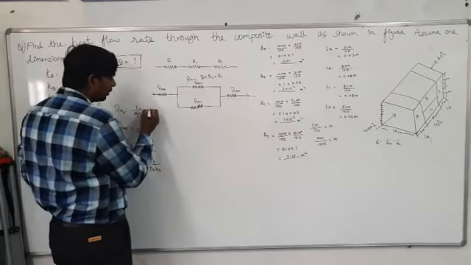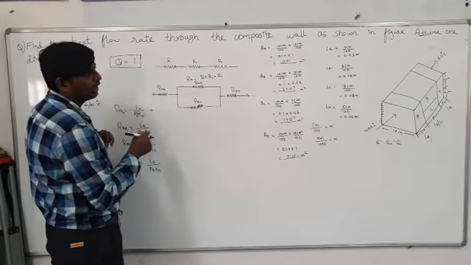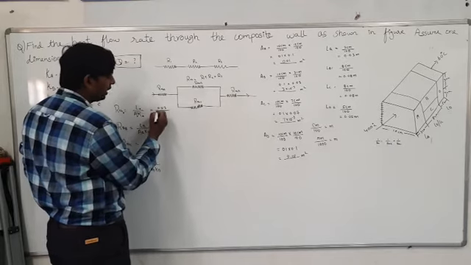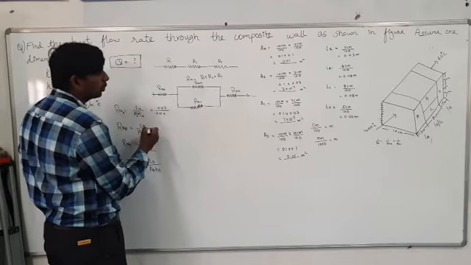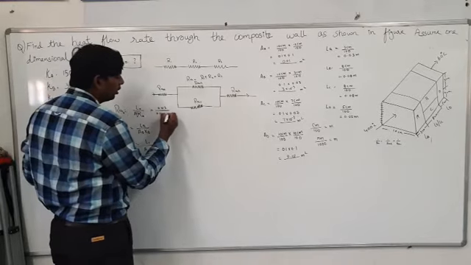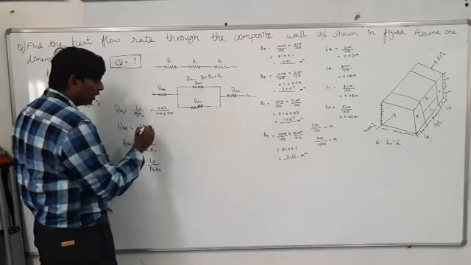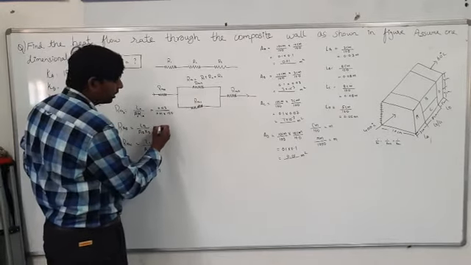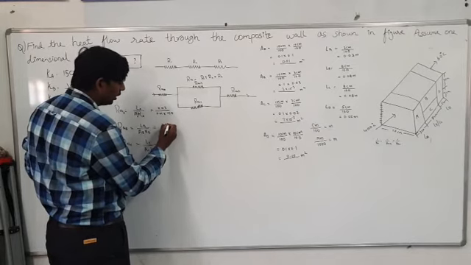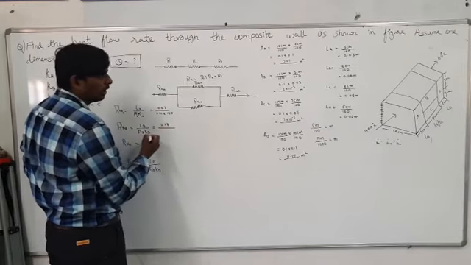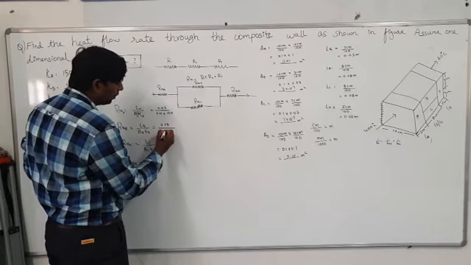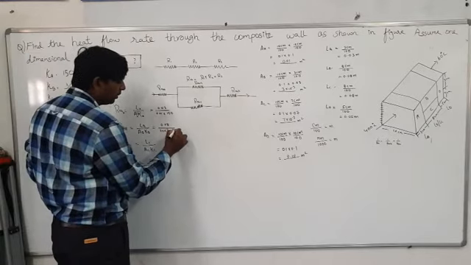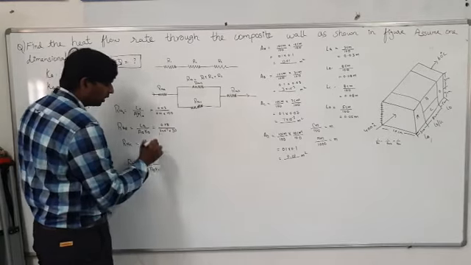After that you have to substitute the values. LA is equal to 0.03. Area A is equal to 0.01. K value is given in your question, 150. We'll solve that later. After that LB value is 0.08. AB value is 3 into 10 to the power of minus 3. KB value is 30.